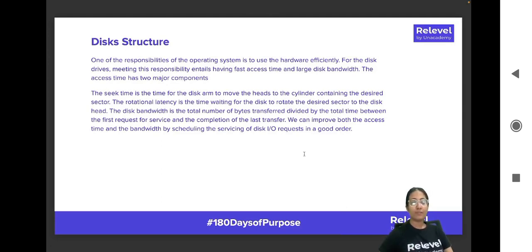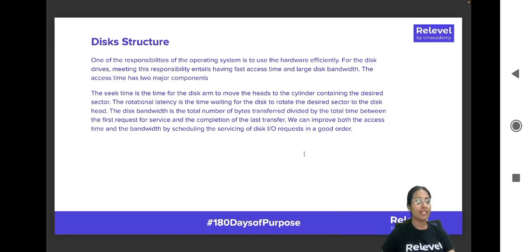One of the responsibilities of the operating system is to use the hardware efficiently. For disk drives, meeting this responsibility means efficient use of the magnetic disk, which basically means having fast access time and large disk bandwidth. This access time has 2 major components. First is the seek time, for the disk arm to move to the required cylinder. And the rotational latency is the time you have to wait for the disk to go to the desired sector under the disk head.